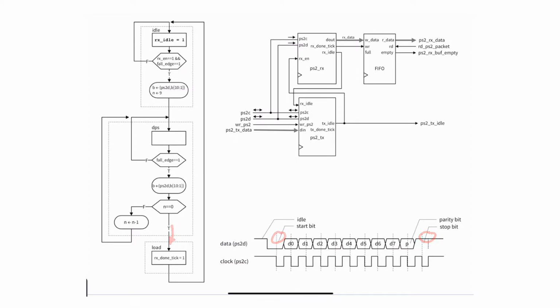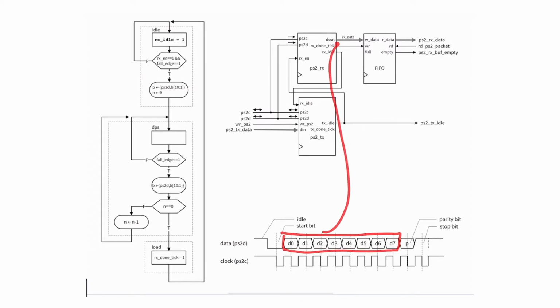In the load state, what happens is I will only take the data bits from D0 all the way to D7 in here, and I'll put them on the RX data, or the D out, and I'll issue an RX done for exactly one clock cycle, and that loads the FIFO. And that's how straightforward it is.